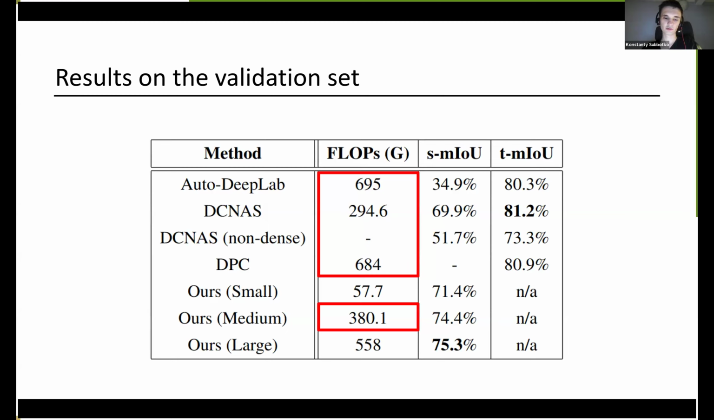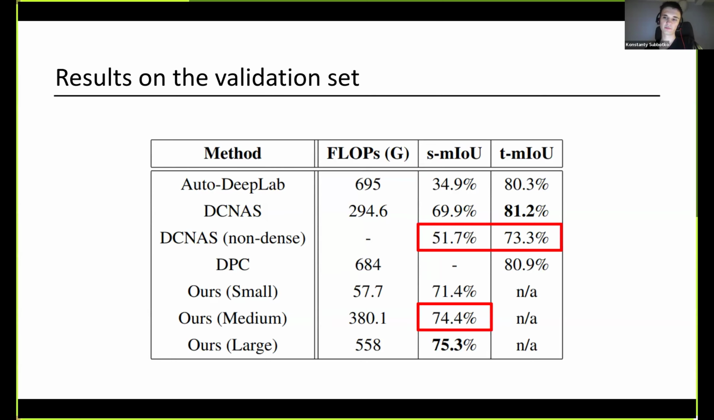Here we can see that, instead of using a dense supernet with the search space introduced by DCNAS, our supernet is still computationally efficient. There are some small differences, but it's not an order of magnitude difference.